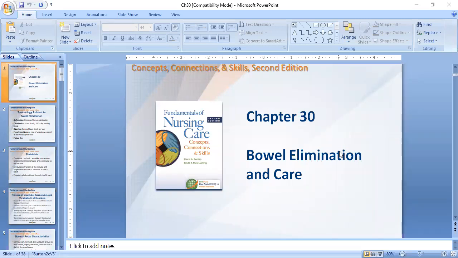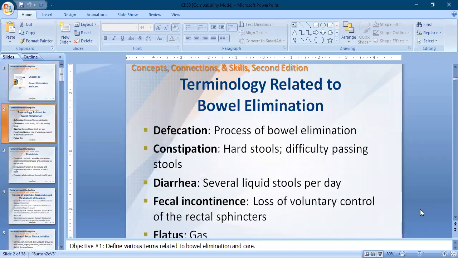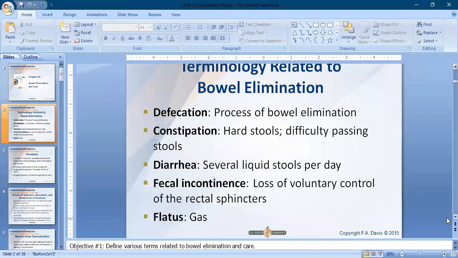In the same way, when urine is eliminated from the body, this is called urine elimination, right? Before going into this chapter, there are some terminologies we have to know related to the bowel. The first terminology: what is defecation? What is constipation? What is diarrhea? What is fecal incontinence? And what is flatus? After we finish all of this, if we have time, we will talk about urine elimination as well, right?